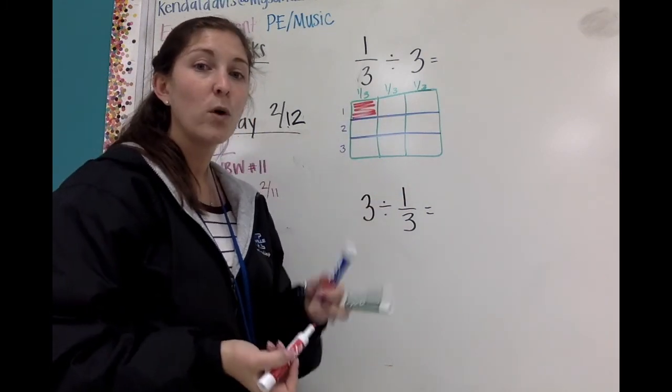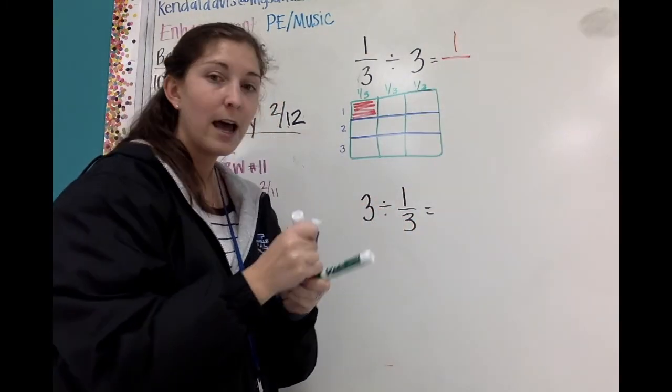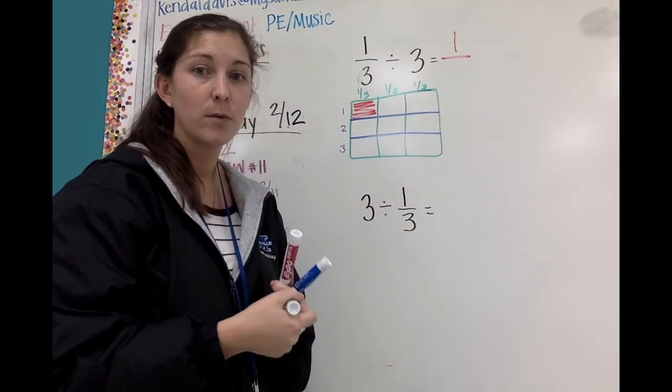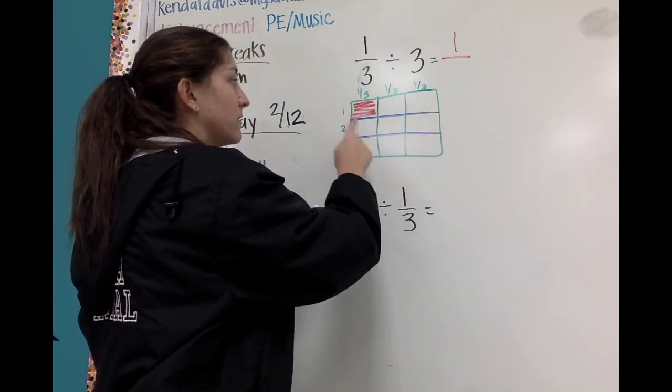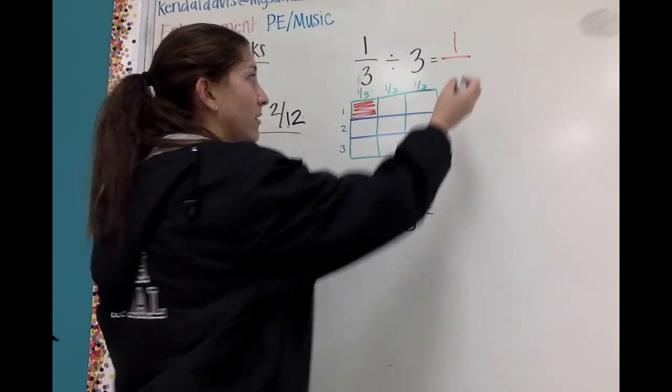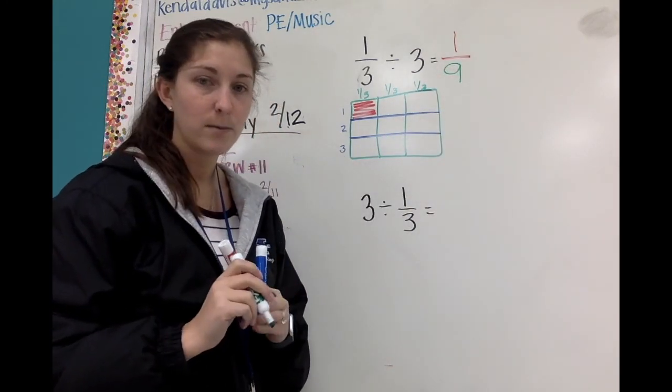So my 1 piece shaded in, 1 represents the numerator, and my denominator is out of the total number of pieces there that I've created. So 1, 2, 3, 4, 5, 6, 7, 8, 9 out of 9 pieces. So my answer to this problem here is 1/9.